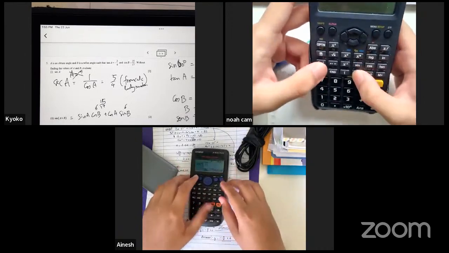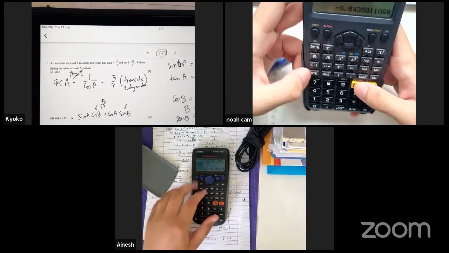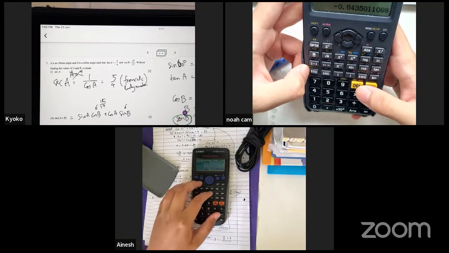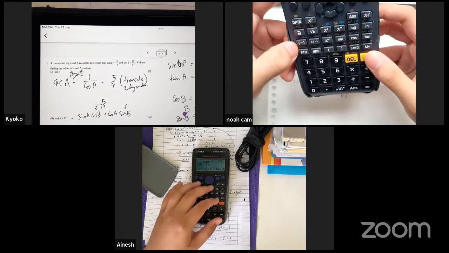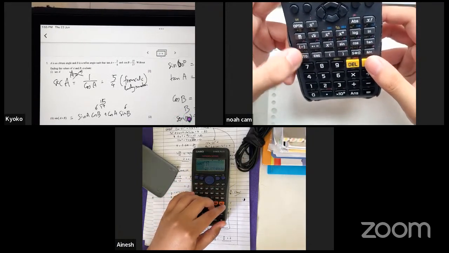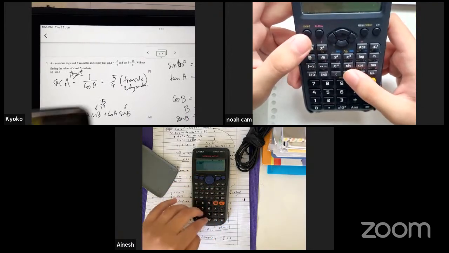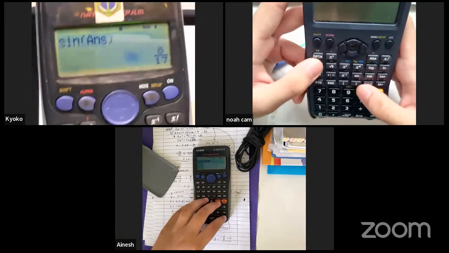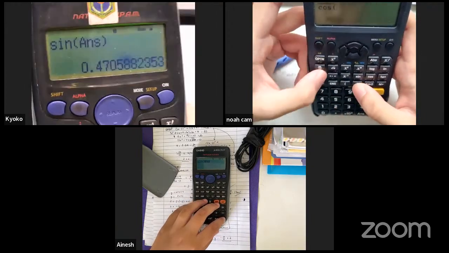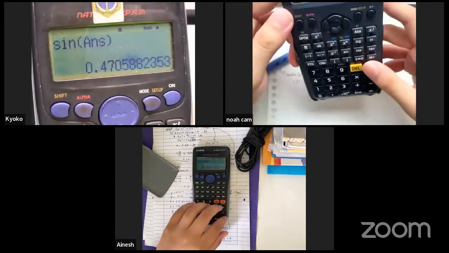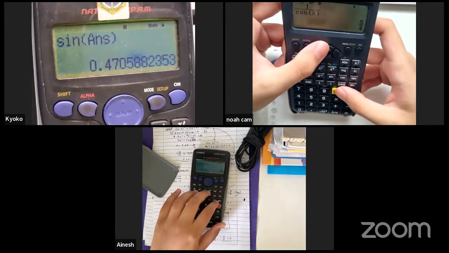Yeah. Very good. So use that answer inside the sine. You're going to preserve the answer, right? So you're going to press sine bracket answer. Okay, so that you preserve the answer inside the sine. Please do that. Sine answer, and then do you have a nice number, right? Okay, then press equal.